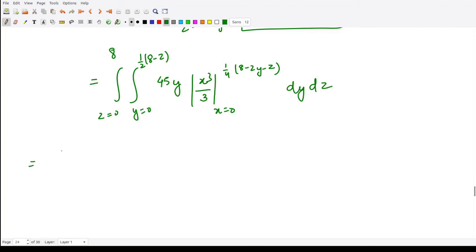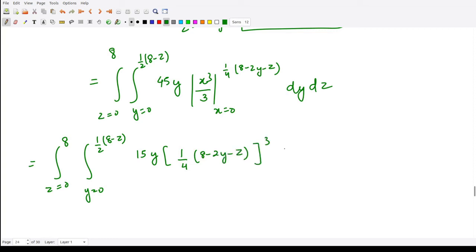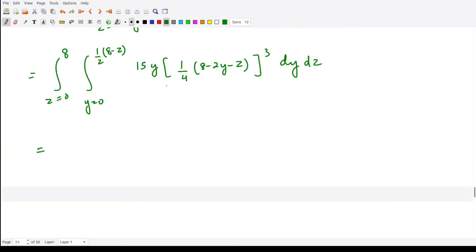Okay, so let's substitute the limits here. z varies from 0 to 8, y varies from 0 to 1 by 2 (8 minus z), and when you substitute limits, 3 and 45 get cancelled, so you have 15 here, y here, and the value of x is 1 by 4 (8 minus 2y minus z) whole cube, dy dz, right? So I can write the constants outside, so it would be 15 by 4 cube, 4 cube is 64, and then I have to perform the integration with respect to y.